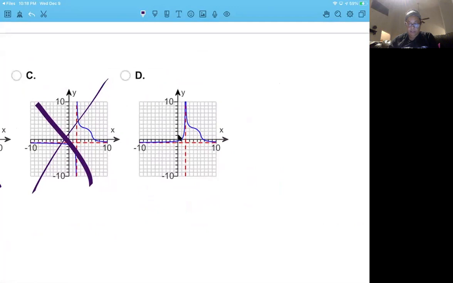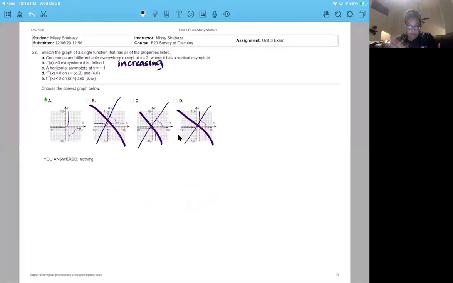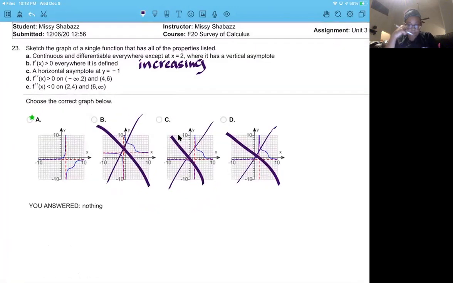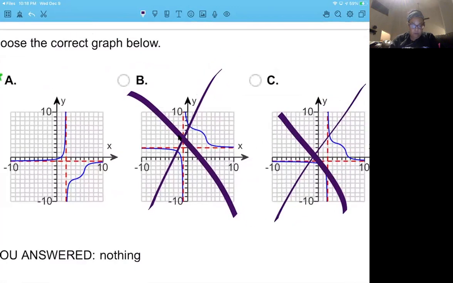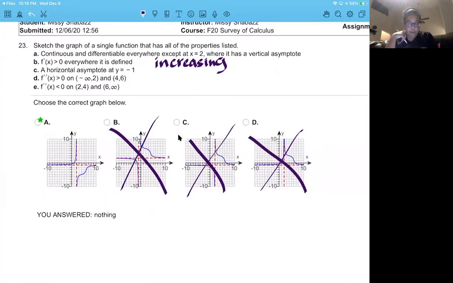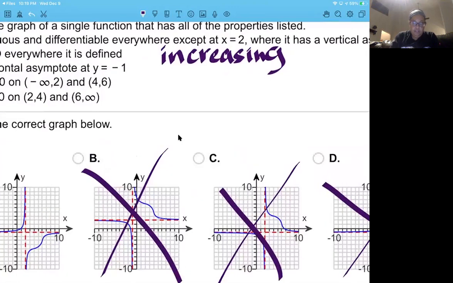If I look at C, C is decreasing everywhere it's defined, so it's out. And D is decreasing everywhere after its asymptote, so it's out. So the answer is A, but let's go on. It has a horizontal asymptote at y equals negative 1. That one has a horizontal asymptote. It says the second derivative is greater than 0. Second derivative greater than 0 means it's concave up.